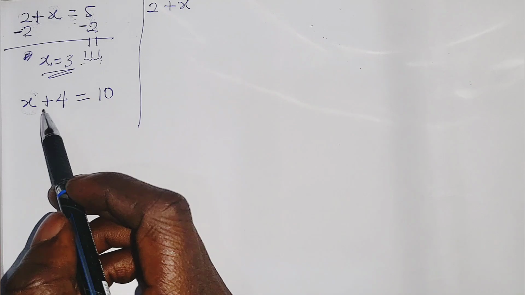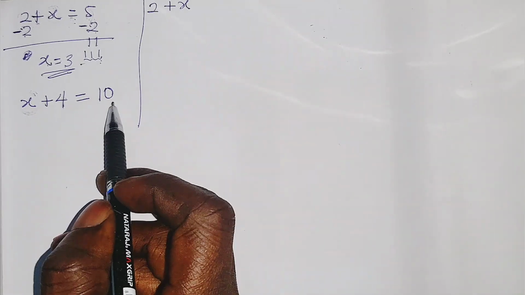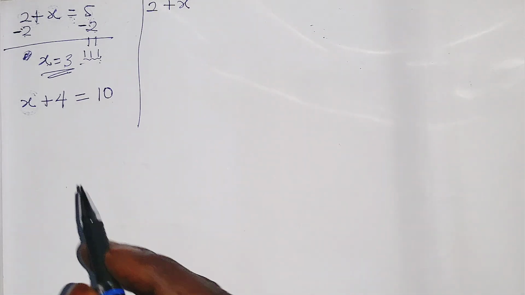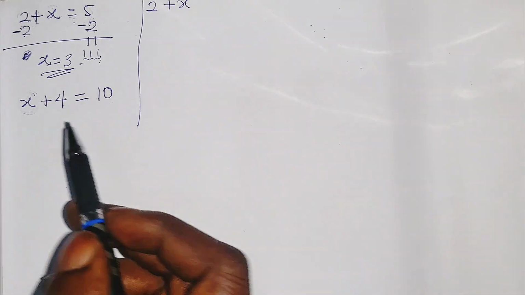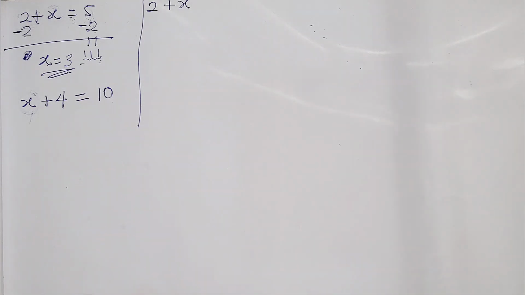We can use x, y, z, a, b, any letter. So there's a number. When I add it to 4, I'm going to get 10. What is that number? At least I'm sure you can think of the correct answer to this question. That of course is going to be what? 6. But we need to solve it algebraically.